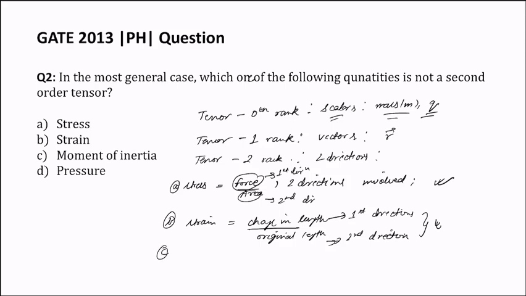Similarly, C, moment of inertia is angular momentum over angular velocity. We know that both angular momentum and angular velocity can have two different directions. Therefore, it is also a second rank tensor.